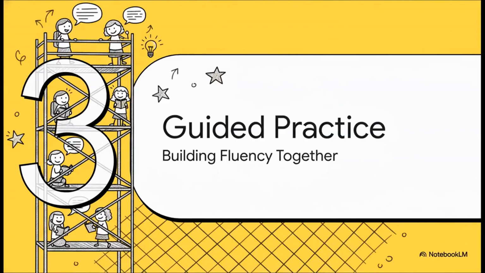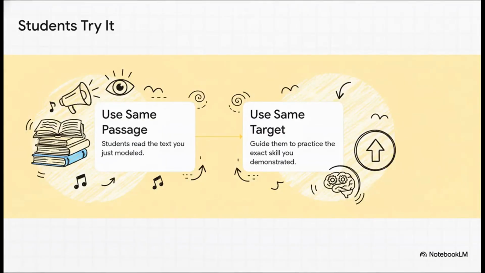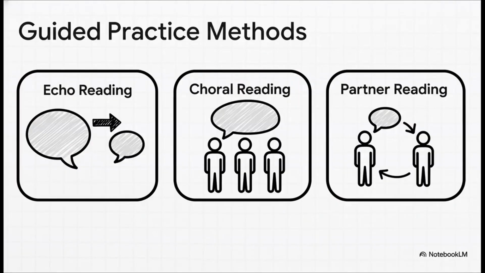And that leads us perfectly into our we do phase. This is where we build that supportive scaffold around our students and let them practice with the safety net of having you and their classmates right there with them. Now, the handoff here needs to be quick. You want your students reading the exact same passage you just modeled, focusing on that exact same skill. This repetition is so powerful because it lowers their cognitive load. They don't have to worry about decoding new words, so they can pour all their energy into practicing that one fluency skill. And you've got some great methods in your toolbox for this part.